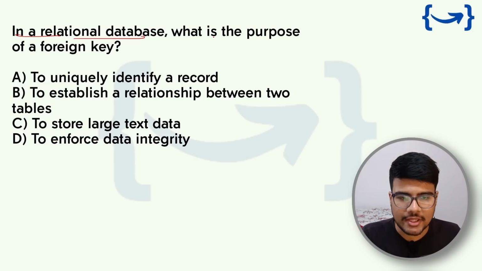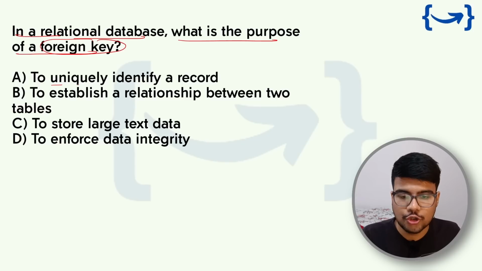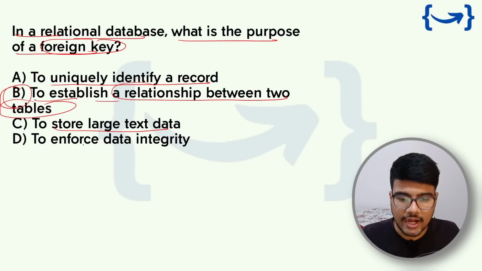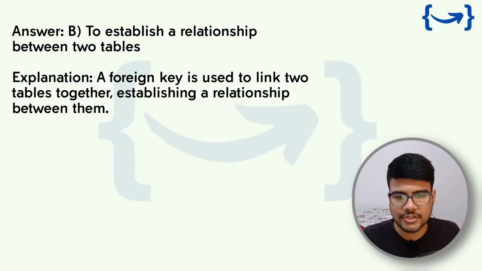In a relational database, what is the purpose of a foreign key? To uniquely identify a record, to establish a relationship between two tables, it makes sense, to store large text data, to enforce data integrity. No. Option B is the right option. Yes, a foreign key is used to link two tables together, establishing a relationship between them.